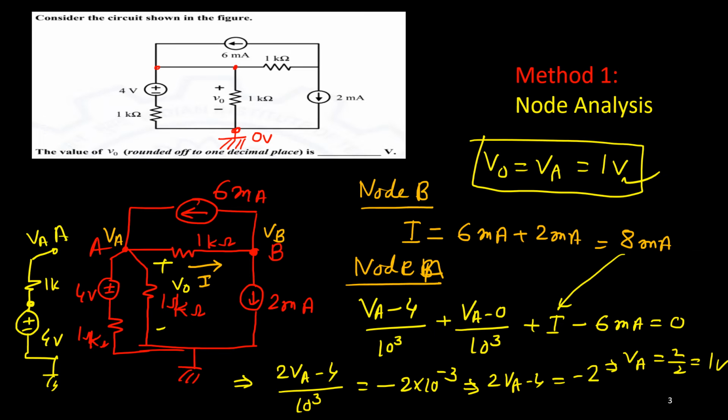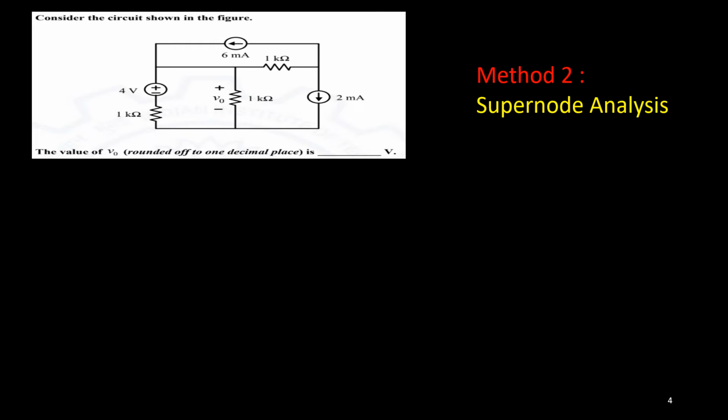So we can use node analysis to solve this problem. Now we'll consider the next method, the super node analysis. Okay, so you see, we can consider a bigger node sometimes, right? So in this case, if I consider this one the super node, we'll enclose this 1 kilo ohm and 6 milliampere together, right?